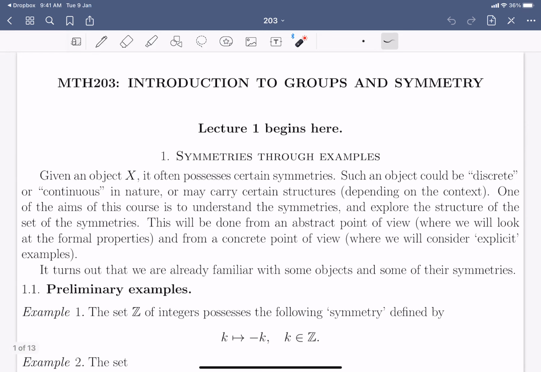So let's try to begin. Whenever you are given an object, it possesses certain symmetries. We know enough examples of this. For instance, take a circle or a sphere, or a square, a regular polygon, and so on. In the examples that I have given, some symmetries could be discrete in nature, or they could also be continuous in nature.